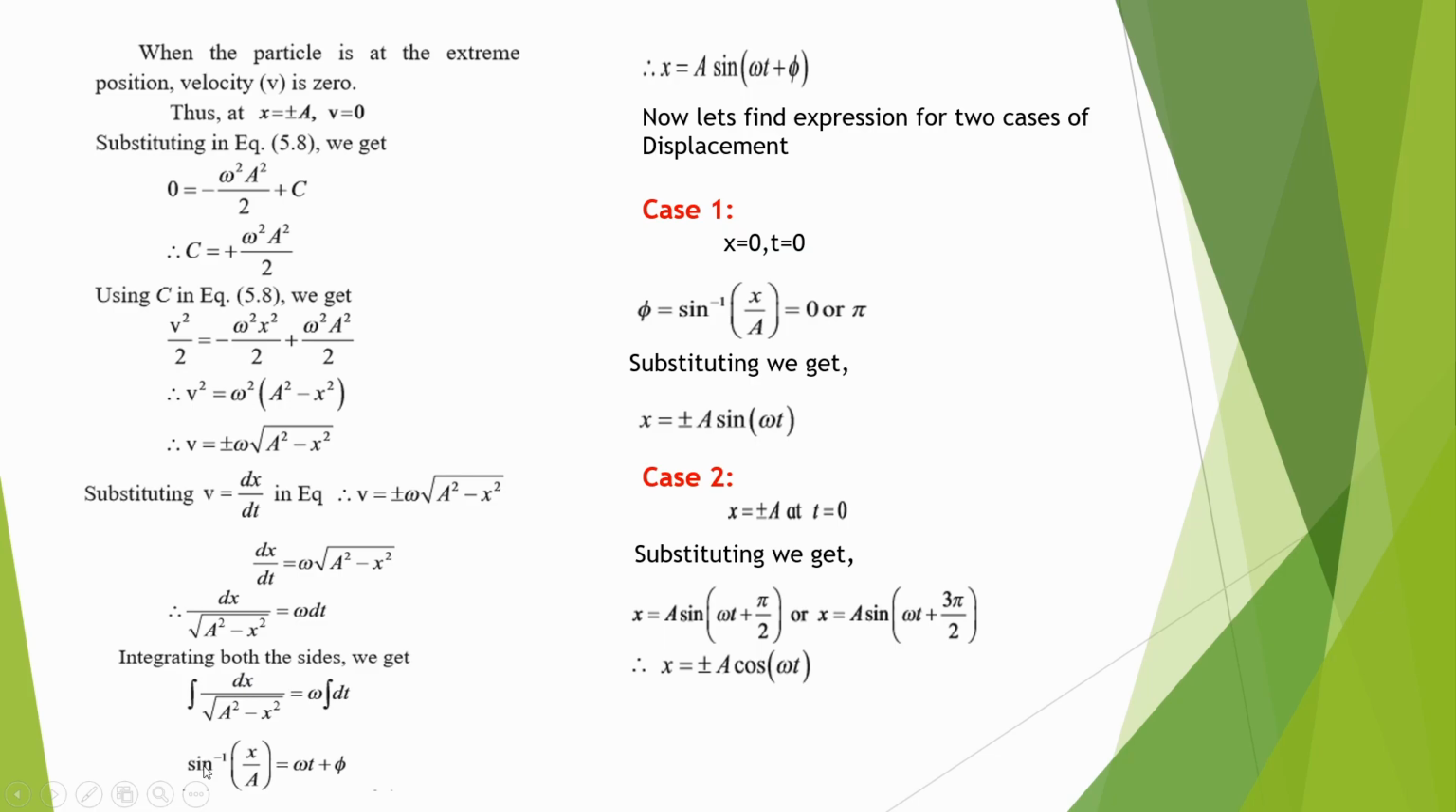So what is this term phi? That is called the constant of integration. Taking sine inverse to the other side, x upon a equal to sine omega t plus phi. So we get the final expression: x equal to a sine omega t plus phi. And this is the expression for the displacement of the particle at any instant.